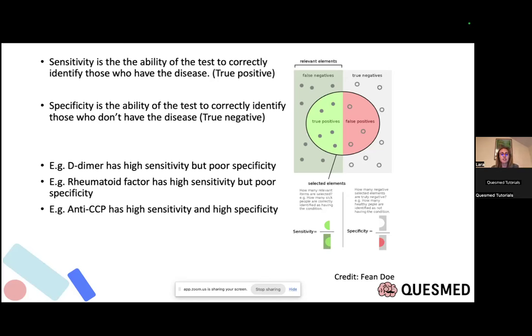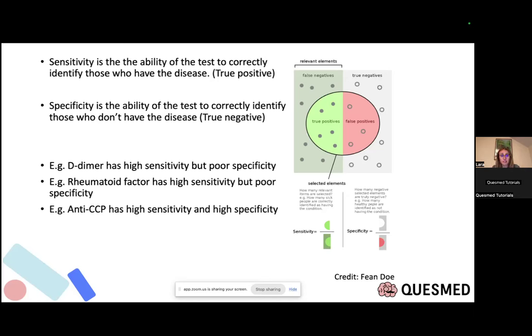So sensitivity broadly is how good is a test at correctly identifying people with a disease. So with D-dimer, if you took a room of 100 people, every single person in that room had a PE or a DVT, it'd be a pretty weird room. If you did do that, how many of those people would have a positive D-dimer? And the answer is, in terms of a D-dimer, almost everyone. And that's because it's really, really, really sensitive.